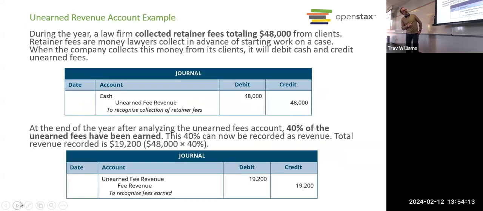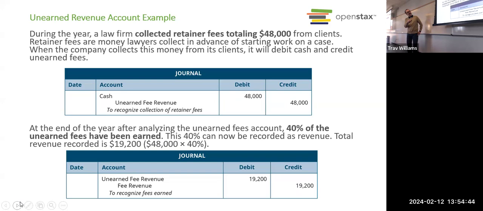All right. We collected a retainer of $48,000. So have we talked about retainers at all? This is a concept that lawyers use when they get paid in advance for their services. They call it a retainer. So it's really unearned revenue. In this case, they just stuck the word fee in there because the lawyer charges a fee. So they're calling it unearned fee revenue.